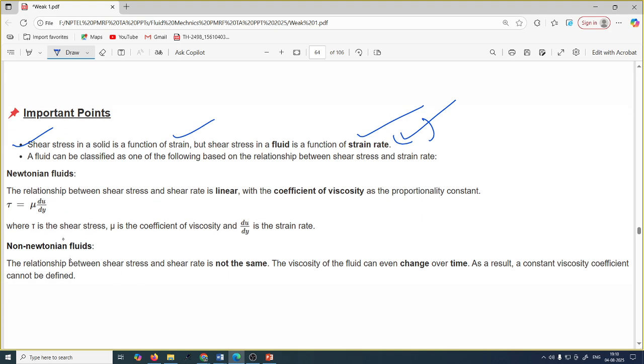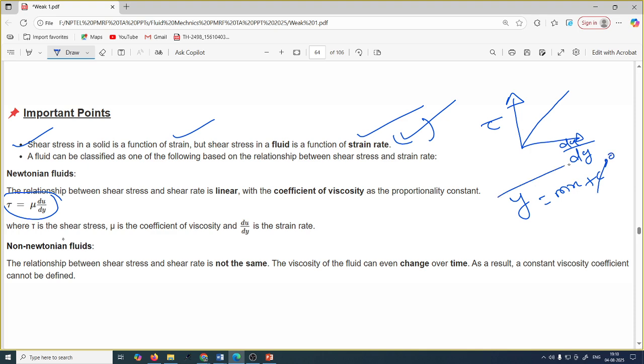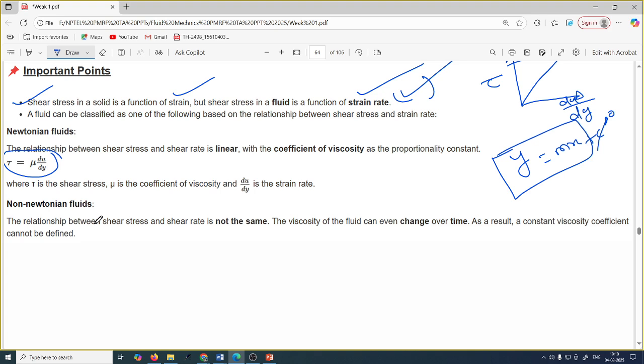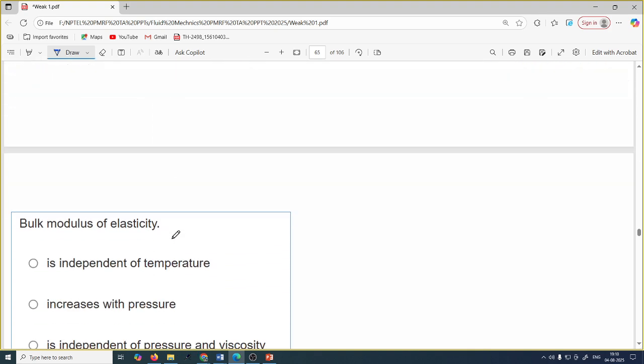Another one is the Newtonian fluid relationship, you know already, that is the linear relationship. If you put du by dy on the x-axis and shear stress on the y-axis, this will form y equals mx plus c, where c here is 0. Remember please, and your mu is the dynamic viscosity. For non-Newtonian fluid, this formula is not applicable. We'll see the non-Newtonian fluid also in later questions.